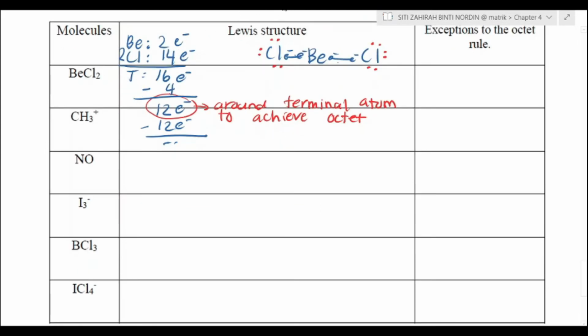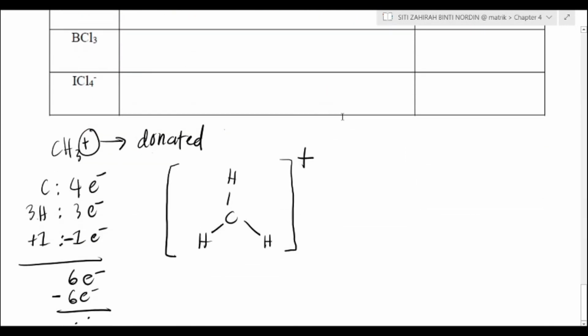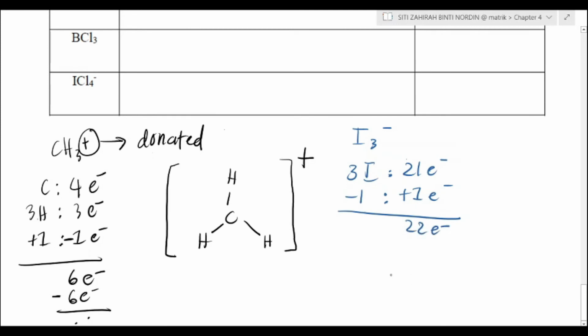Let's try I3 minus. So for I3 minus, we have 3 I. Each I has a valence of 7. So 7 times 3 would be 21 electrons. Minus 1 means we are receiving 1 electron. So the total would be 22 electrons. Okay, so draw your I and choose one of the iodines as your central atom.